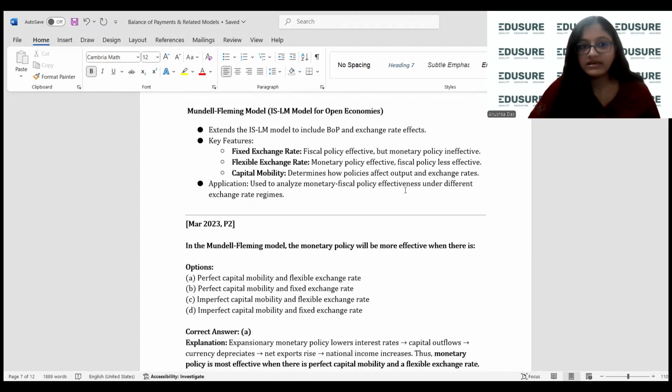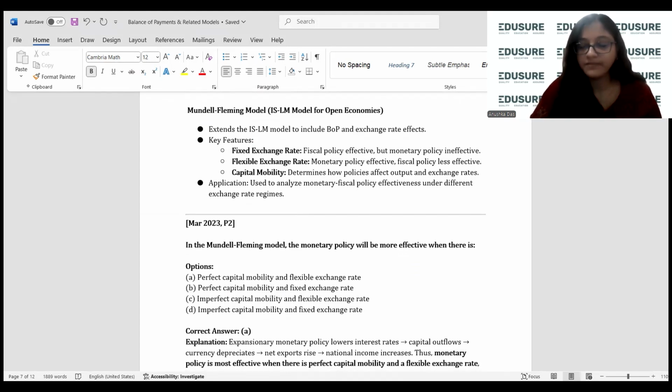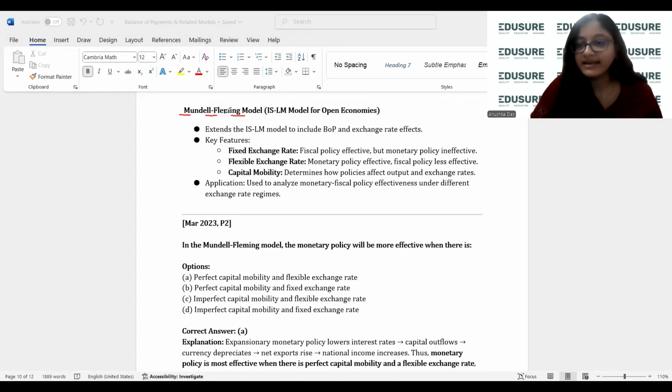The final thing here is the Mundell-Fleming model. Now, in case of UGC NET, again, Mundell-Fleming is in itself a huge topic. At undergraduate and postgraduate level, I hope you have studied this Mundell-Fleming model, which is also known as the IS-LM-BP model. And here, we don't have the scope to go into a detailed explanation.